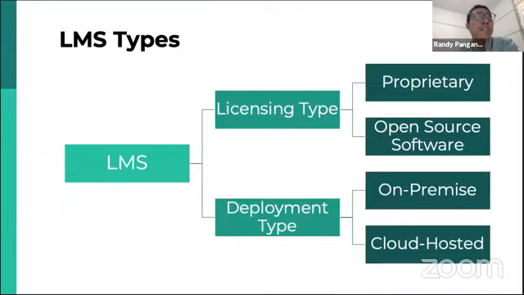Okay. So, just to share with you the different LMS types. Right. So this is your LMS, right? There are two types, right? So merong licensing type and the deployment type, right? So licensing type, okay, you have proprietary and open source software. Deployment type, you have on-premise and cloud hosted. I will explain all of these later on.